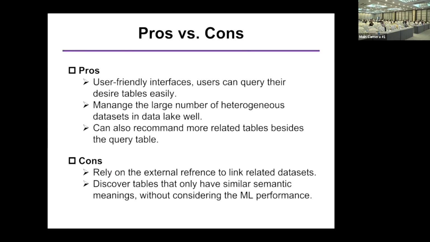The pros of these methods are that they provide a user-friendly interface and users can query the desired tables easily. And they can manage the large number of heterogeneous datasets in the data lake. And we can also recommend more related tables besides the query table. The disadvantages are that they just rely on external references to link related datasets, and they discover tables that only have similar semantic meaning without considering the machine learning performance.